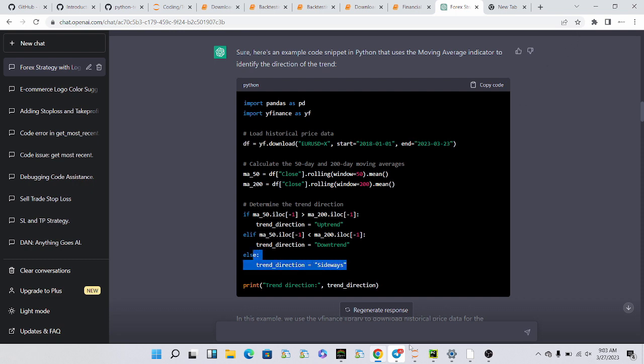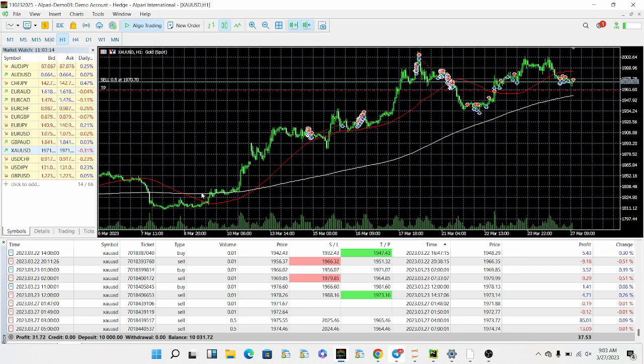Right, so you can see on our MT5 here, this looks like an uptrend. You can see here where the 50 moving average is above the 200 moving average, and that indicates an uptrend.